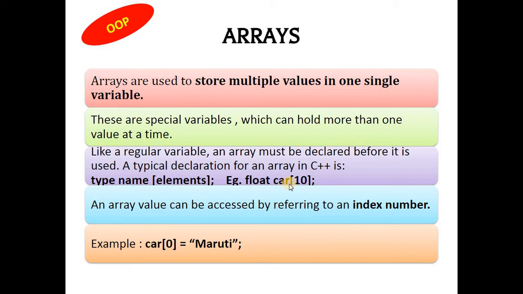An array value is always accessed by referring to an index number. For example, if I want to access elements from 0 to 9, that is 10 elements. If I want to access the first element, I will write car of 0 is equal to, and if I want to assign it the value Maruti, I will write car of 0 is equal to Maruti. For car of 5, suppose I write Mercedes. That means the sixth element of the car array is Mercedes. So, this is how an array can be accessed by using an index number.